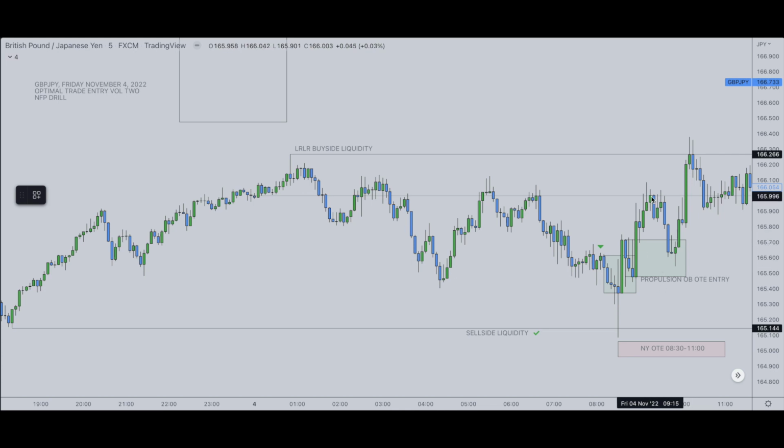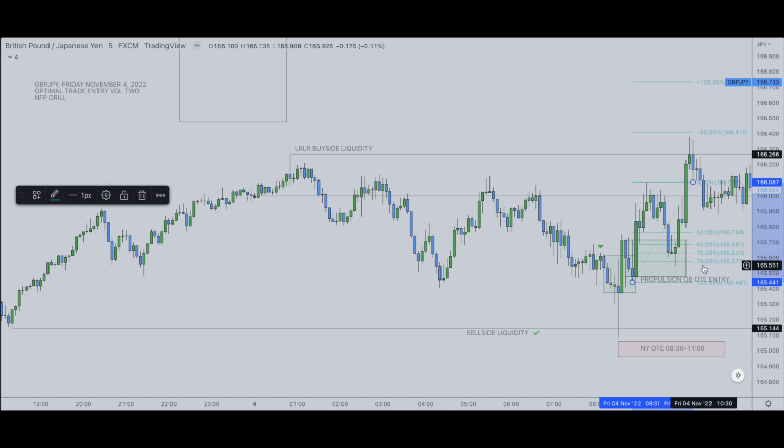We are currently in the New York session, and if we anchor this fib from this low up to this high, we extend that out, we get a very deep retracement. We overshoot the 79% retracement, but look at the candle bodies. The candle bodies are respecting that 70.5. So our entry for this model will always be at the 62%.